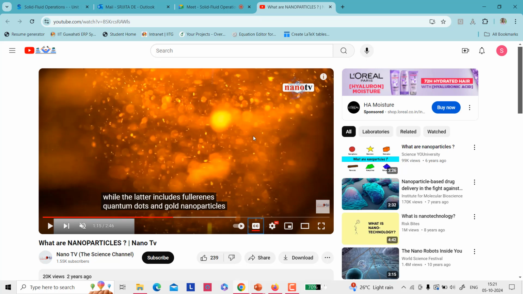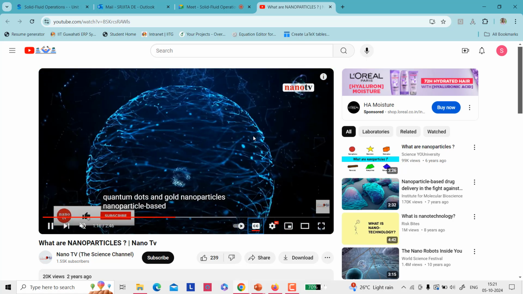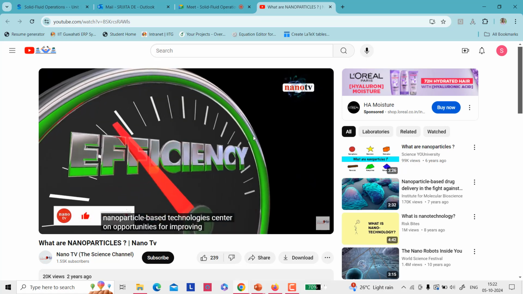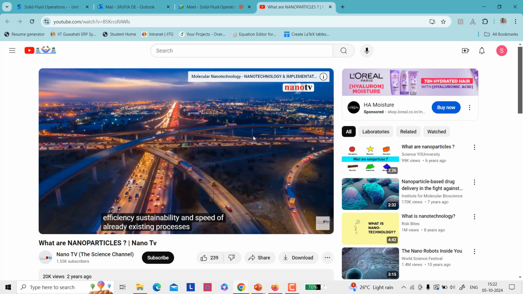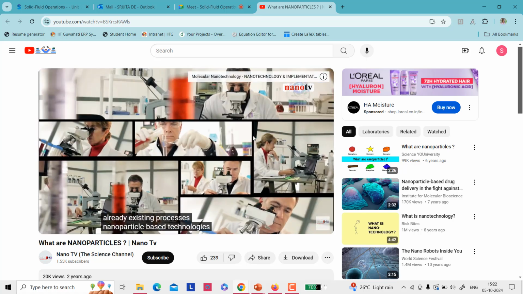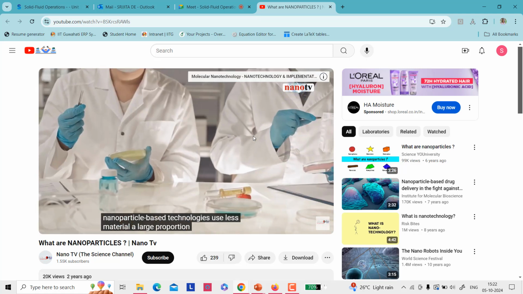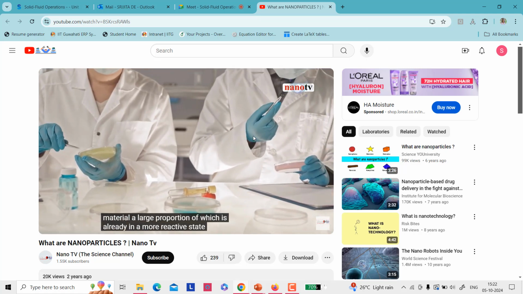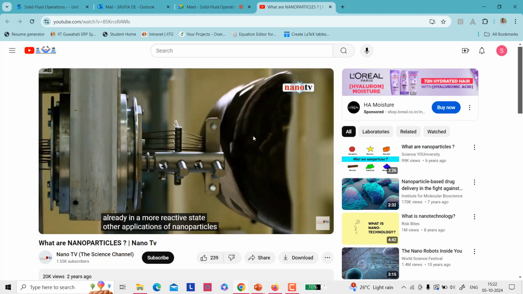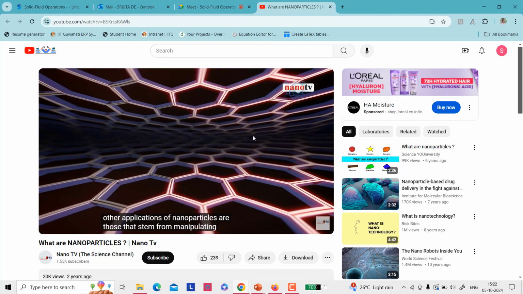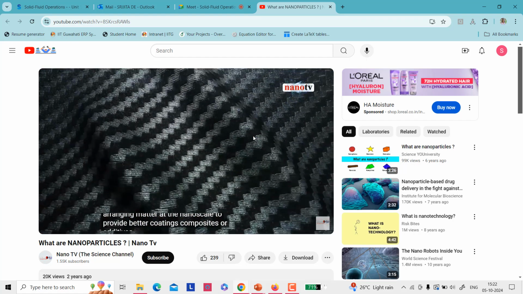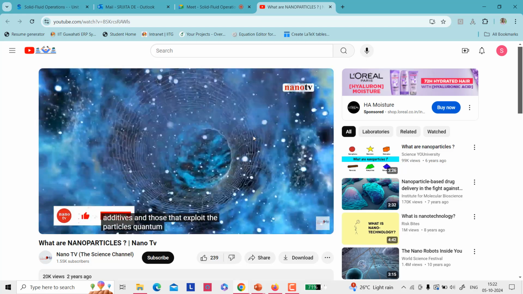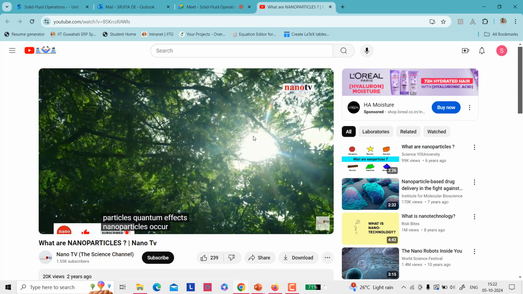Nanoparticle-based technologies center on opportunities for improving the efficiency, sustainability, and speed of already existing processes. Nanoparticle-based technologies use less material, a large proportion of which is already in a more reactive state. Other applications of nanoparticles are those that stem from manipulating or arranging matter at the nanoscale to provide better coatings, composites, or additives, and those that exploit the particle's quantum effects.